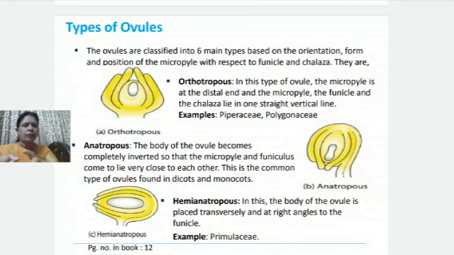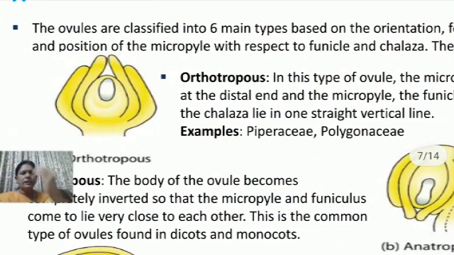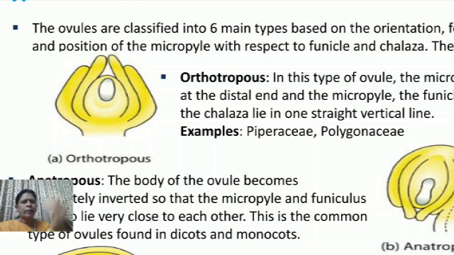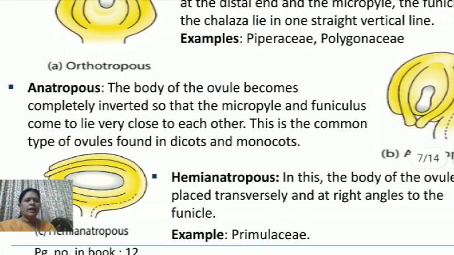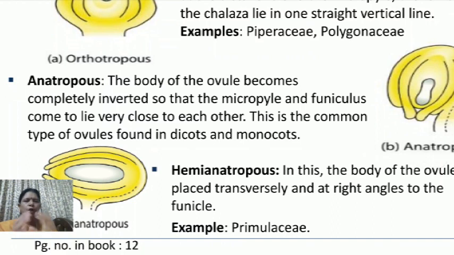In this diagram you can see very clearly the micropyle is at the distal end, and the micropyle, funicle and chalaza lie in a straight line. This is called the orthotropous ovule. Examples are Piperaceae and Polygonaceae. And what does anatropous ovule mean? The body of the ovule becomes completely inverted so that the micropyle and funicle come very close to each other. This type of ovule you can see in dicots and monocots.